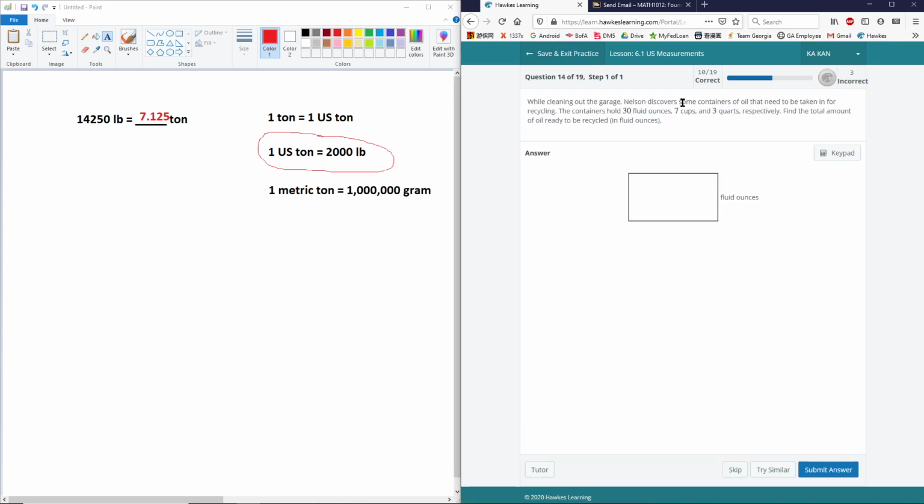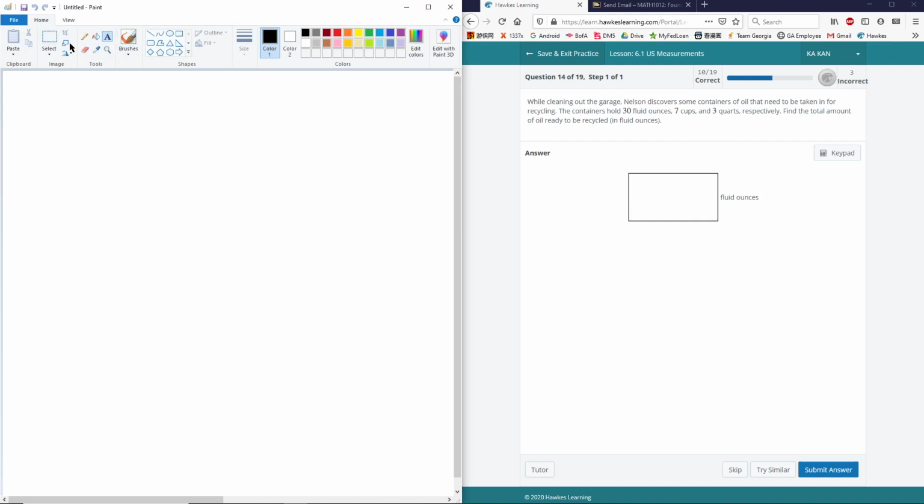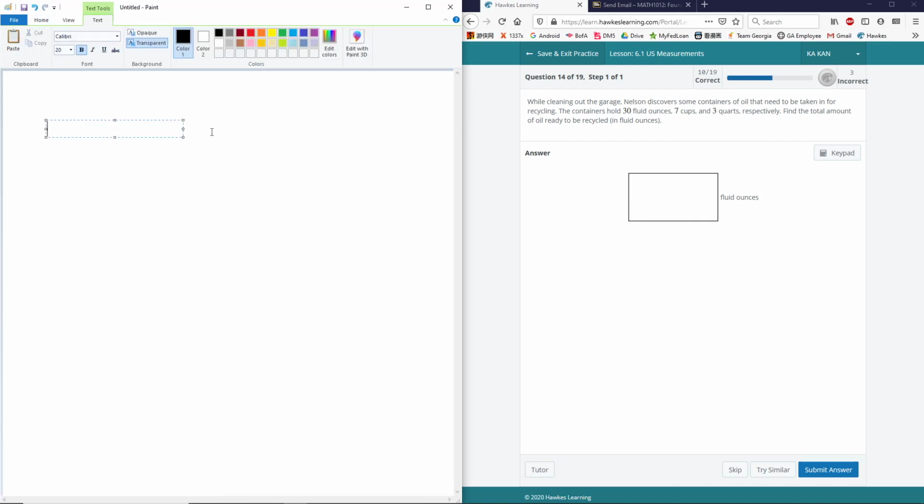So let me see. While cleaning out the garbage, this covers some container oils taken in for recycling. The container holds 30 fluid ounces, 7 cups, and 3 quarts. Find a total. So basically we've got to add up all 3. So the question this time around is, what is 30 fluid ounces plus 7 cups plus 3 quarts?